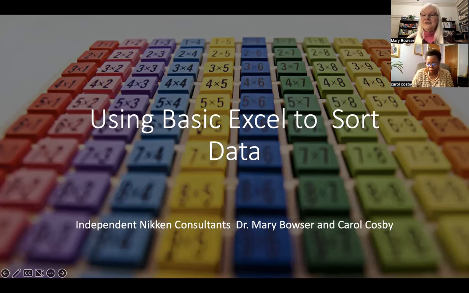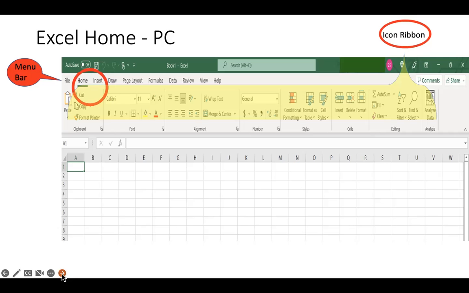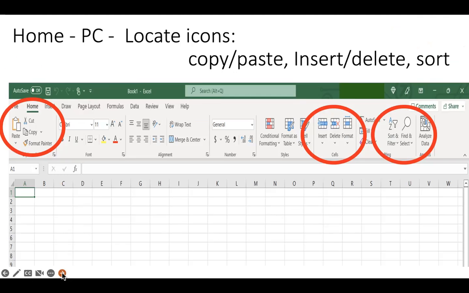So one of the things I'm going to do is to get our pictures out of the way. And Carol, show us what it's like to be at home on a PC. Well, at home, you have your menu bar, and you also have your icon ribbons. These things could be explained a little bit more in detail, but that's basically it. There. What we will concentrate on is the copy, paste, insert, delete, and sort buttons.